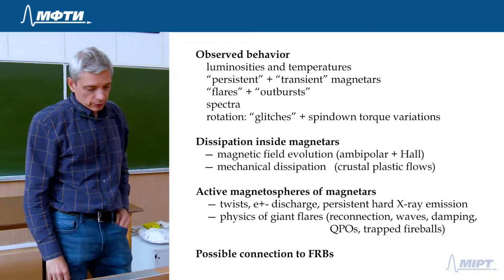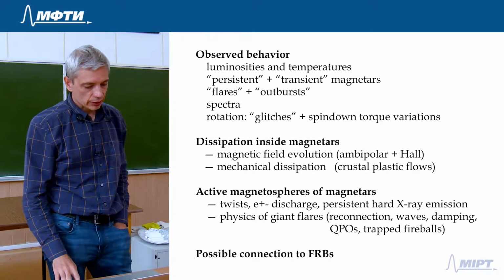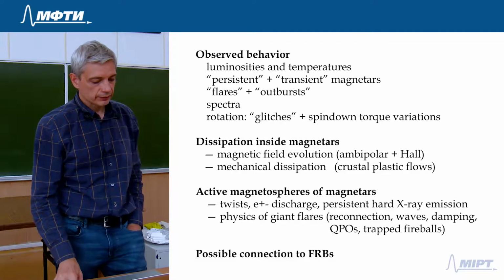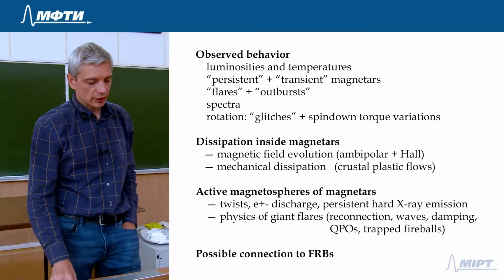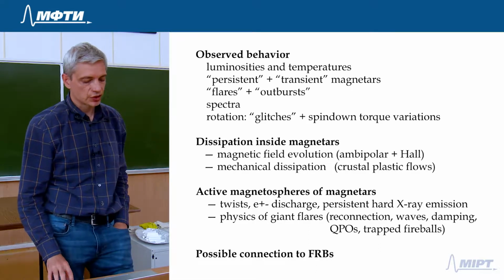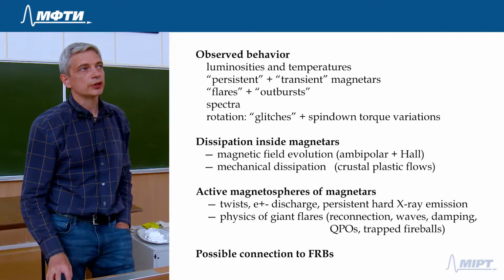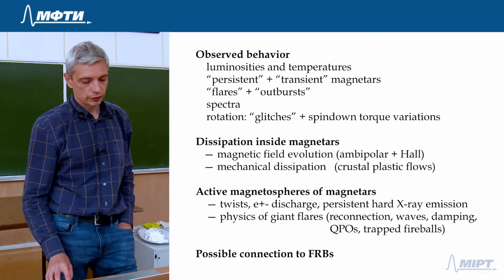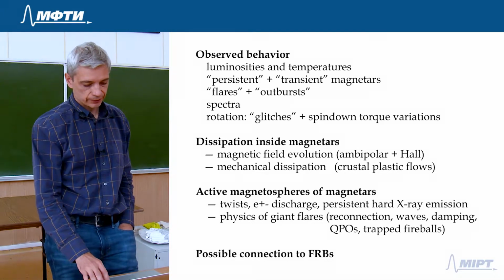Well, here is my plan. Hopefully I can cover it, not today, not all of it, but I'll start with observed behavior, then talk about physics of dissipation inside magnetars, and then physics of magnetar activity, electron-positron discharge, and some observed phenomena, giant flares in particular. And then I'll talk about FRBs, the emerging connection between magnetars and fast radio bursts. This is a new discovery in radio astronomy, the biggest one after the discovery of pulsars.